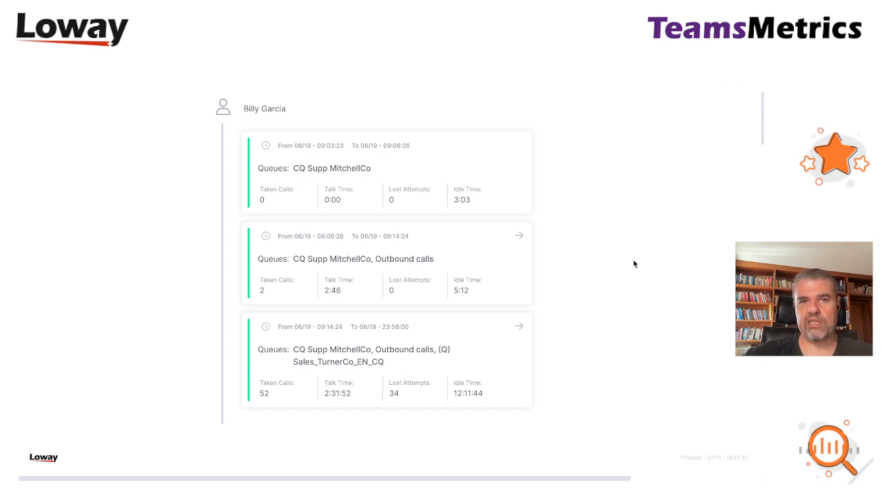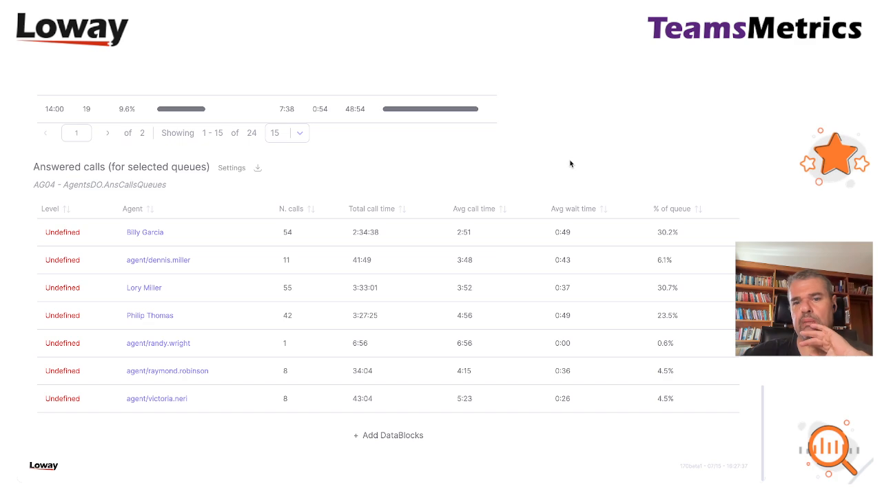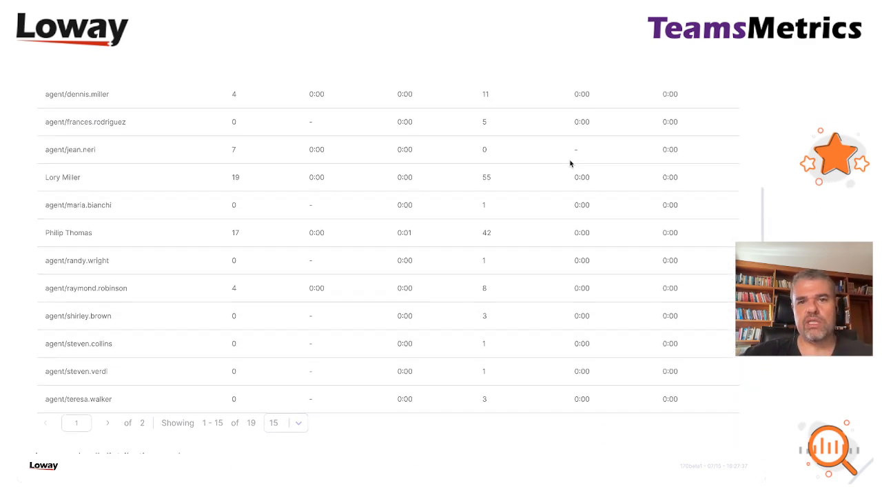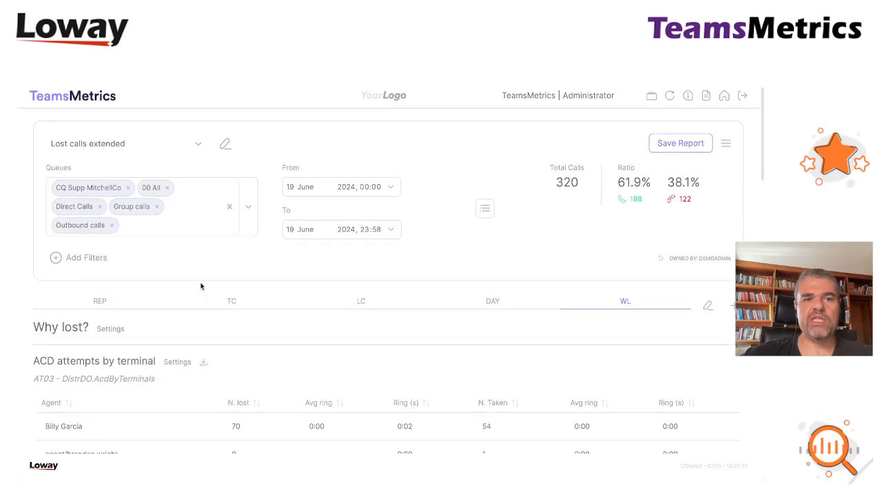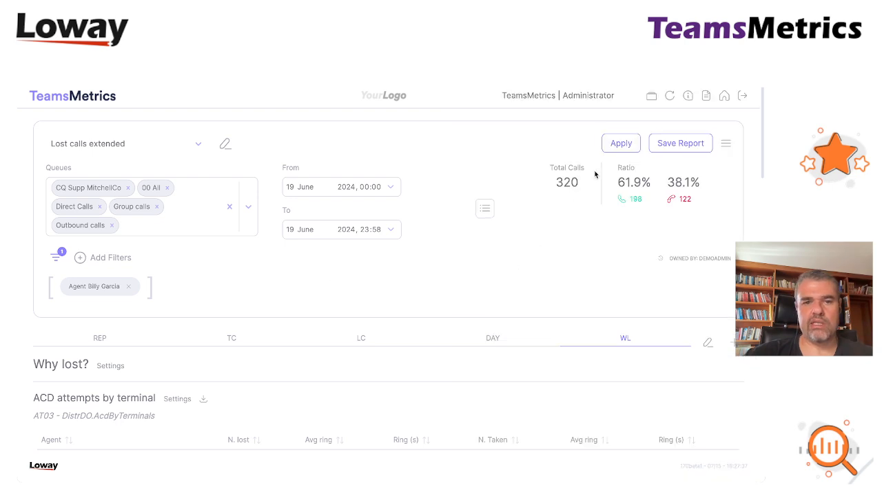So we see that where we were looking at one single queue, we were not looking at the whole picture. Let's see if we can get some more information about what happened here. To do this, we can do two things. The first is have a look at what the agent himself was doing. To do this, we just select the agent. Billy Garcia is the first one.